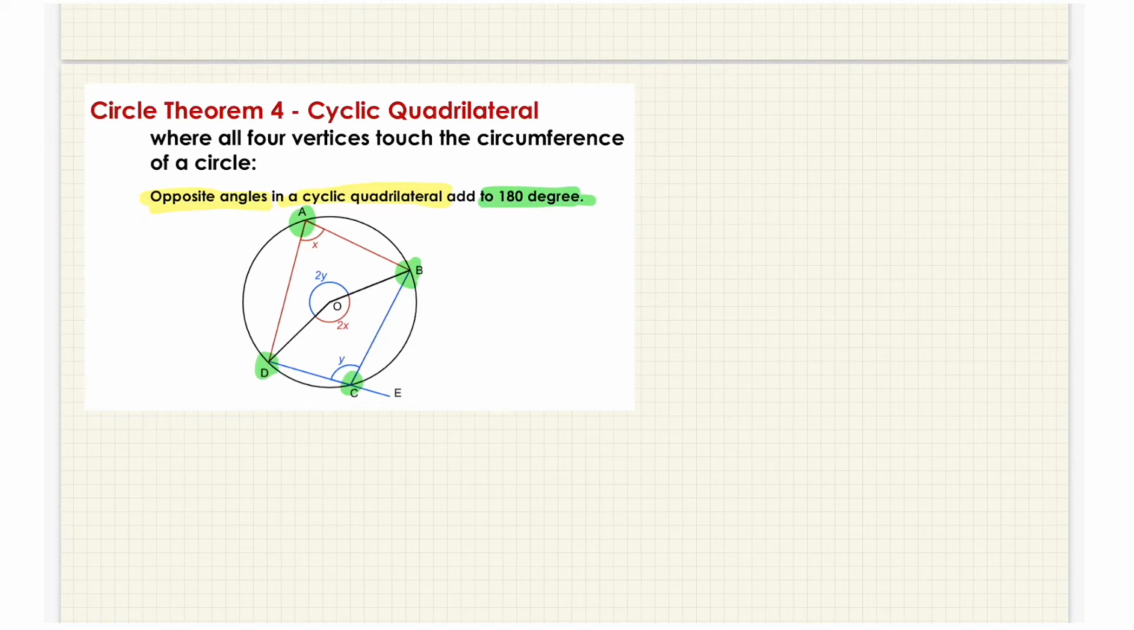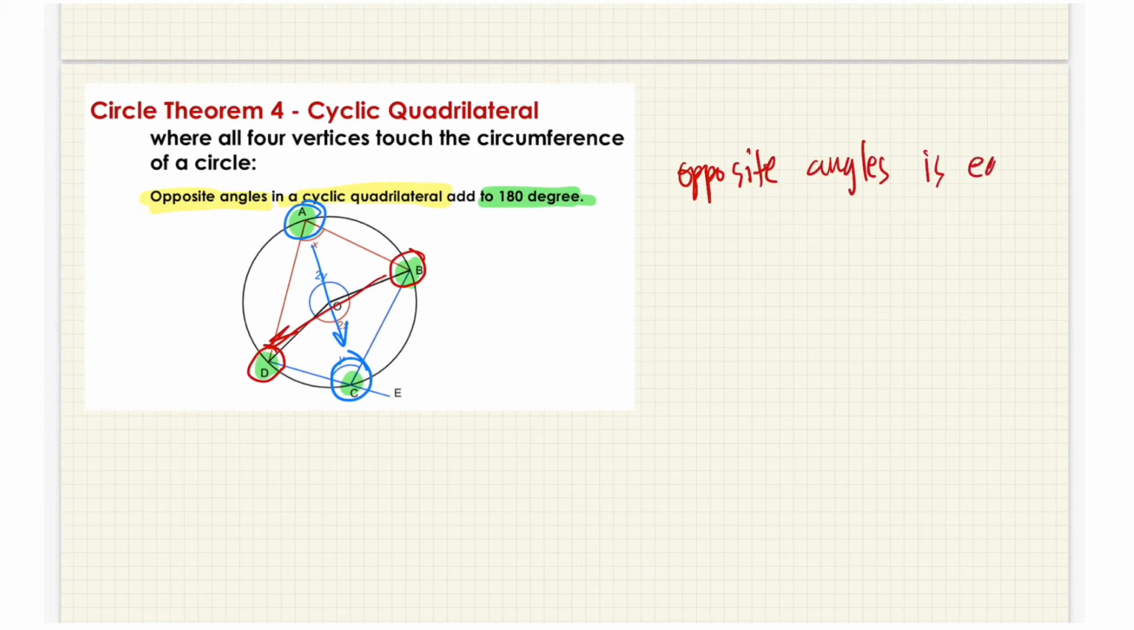So therefore, which one is opposite? This one here is opposite to this one here. And this one is opposite to that. Now, opposite angles add up to 180 degrees.